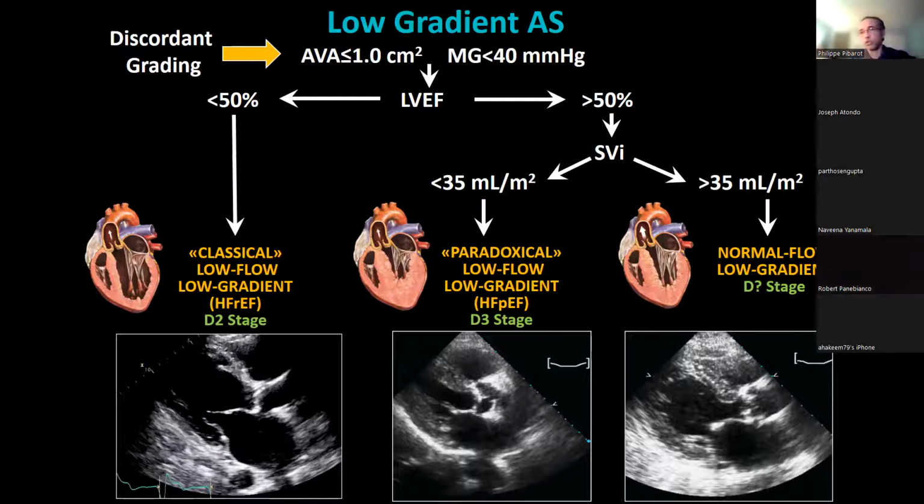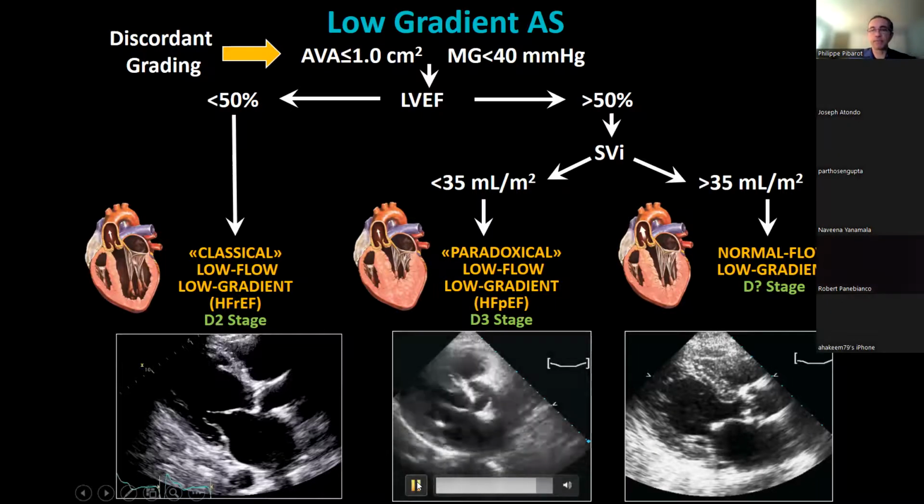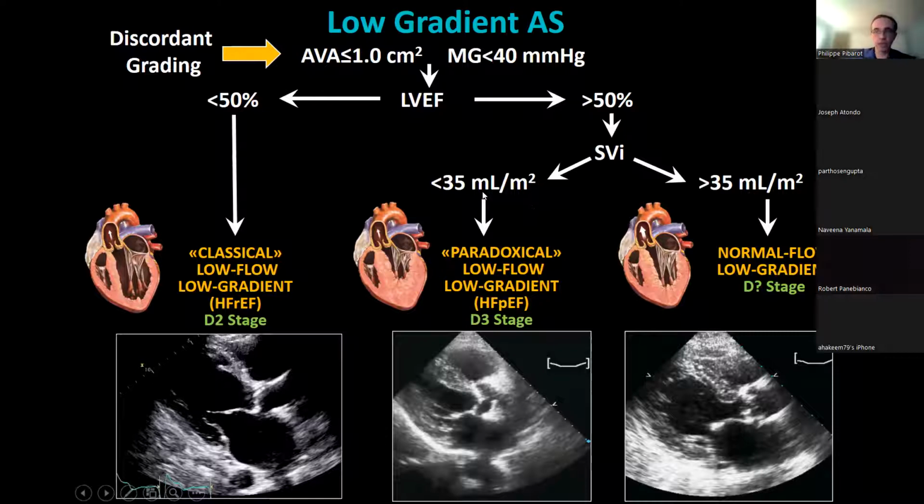And there are 3 subgroups of low gradient AS. You have those with reduced LV ejection fraction. That's what we call the classical low flow, low gradient. That's in fact the HFrEF form of AS, if you will, D2 stage in the guidelines. And then you have those with preserved EF, but the stroke volume index is lower than 35 ml per meter squared. So they have a low flow state despite the preserved EF. And that's why we call them the paradoxical low flow, low gradient. That's the HFpEF form of AS, and in the guidelines, they are labeled as D3 stage.